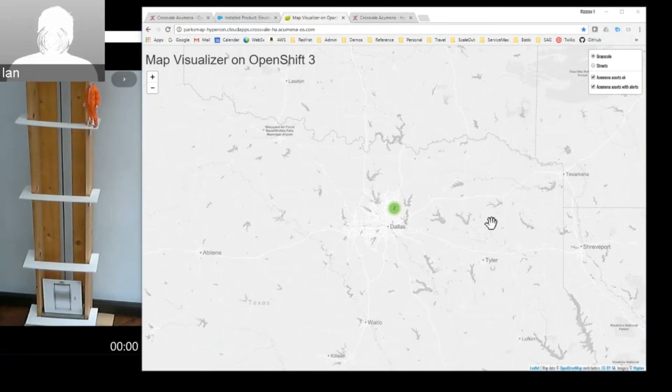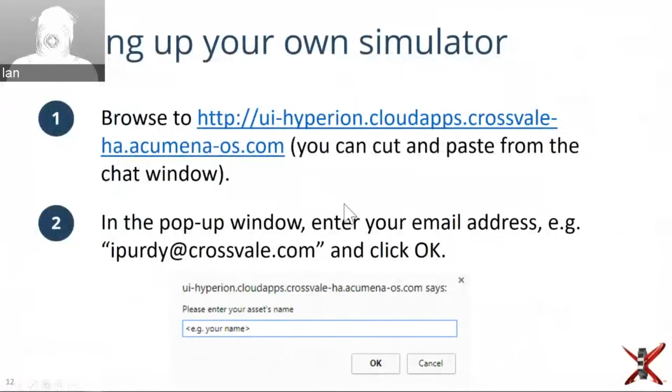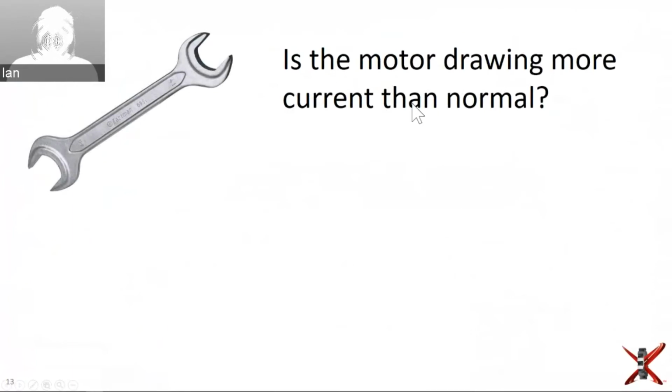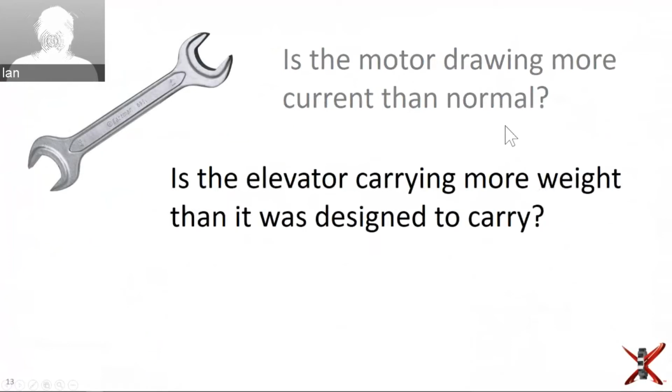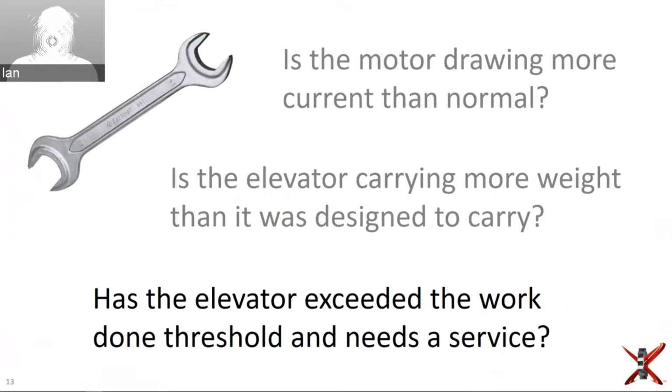So these are just as a reminder, these are the scenarios that you might want to reproduce. So that's the URL. You put in your asset name here, which typically could be your email address or some other unique ID. It will actually default to a random set of characters that should be unique. So if you want to just accept that rather than putting in a name, then that's fine. And then what we're going to look for is the motor drawing more current than normal? Or is the elevator carrying more weight than it was designed to carry? Or has the elevator exceeded the work done threshold and needs a service?